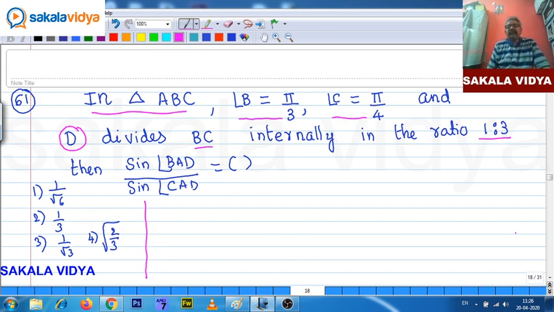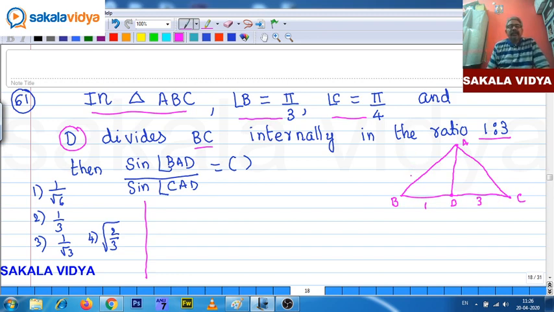So that means first we need to construct a triangle. Let us construct a triangle. The triangle need not be right angled, any triangle ABC. Point D divides BC in the ratio 1:3. You join this AD. This is one part, this is three parts. Total is four parts. 1, 3, write down, no problem.